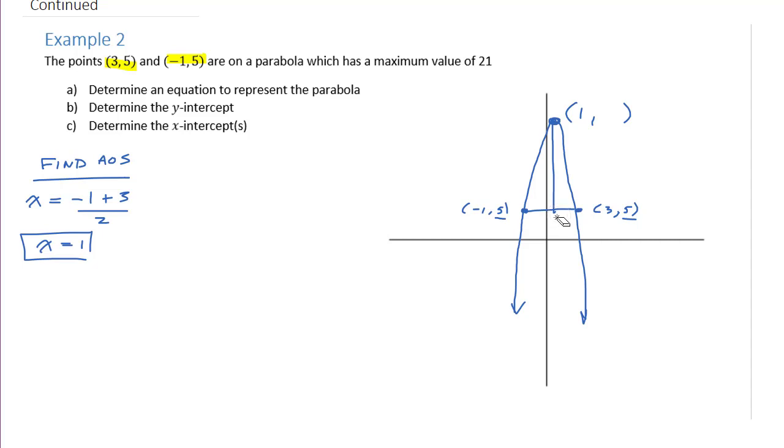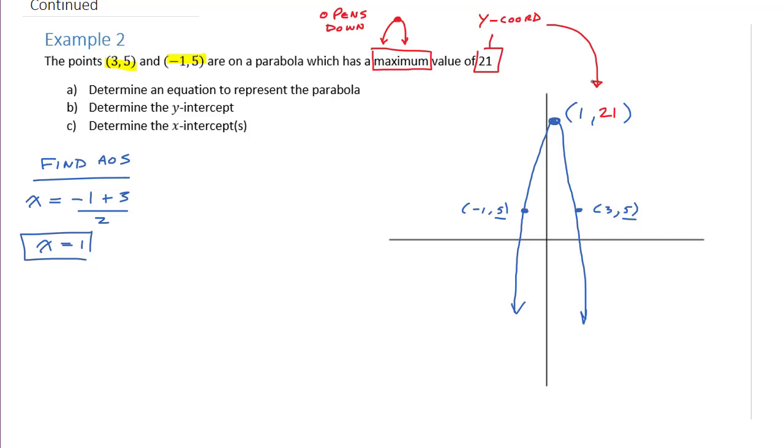Now, I also know this thing opens down because before I even drew it there, I knew it opened down because it says it has a maximum value. So the maximum value, that tells me it opens down because it has a high point. If it said minimum, it would open up, right? So we know it opens down. And now that I'm looking over here, they're telling me it has a maximum value of 21. Well, that's the y-coordinate of the vertex. All right, so guess what? It's 1, 21. So we have just found the vertex.